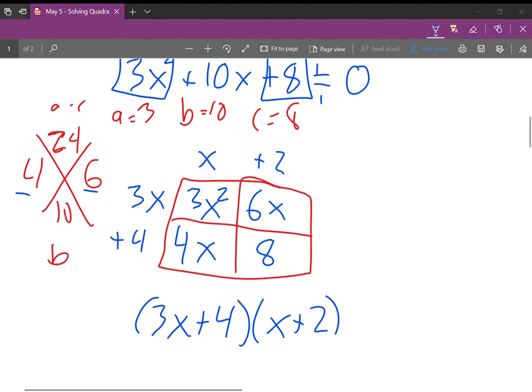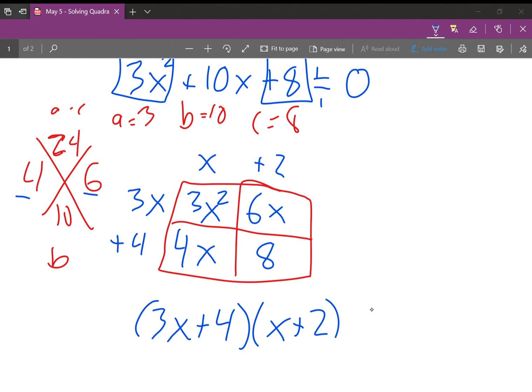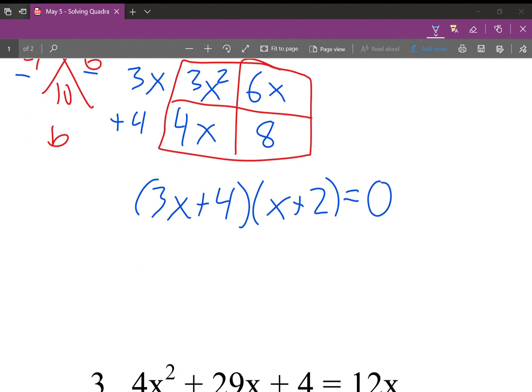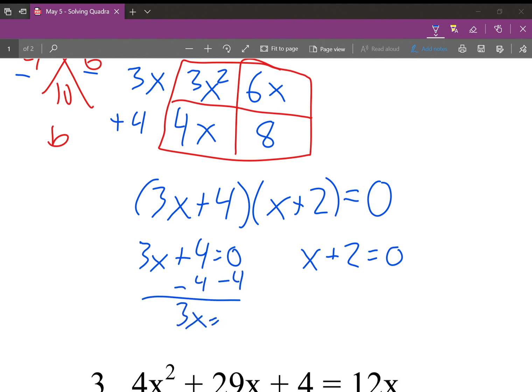Now, since I did take that first step to make the equation equal to 0, I can now say this is equal to 0. And again, that's important because we want to use the zero product property right now. So let's do that. 3x plus 4 equals 0, and x plus 2 also equals 0. Solving this should not be a big deal. Subtracting 4 from both sides gives me 3x equals negative 4. And then I'll divide by 3. And I end up with x equals negative 4 over 3. So that's one of our answers.